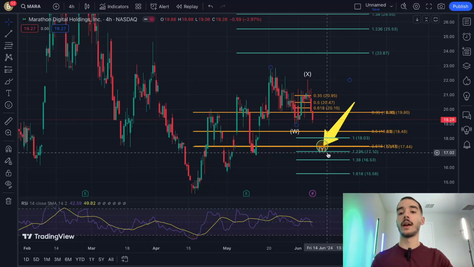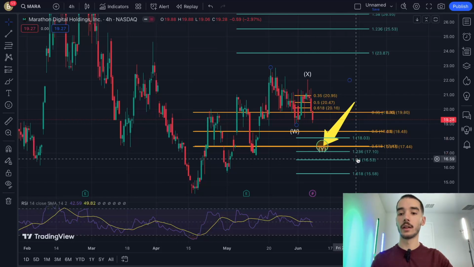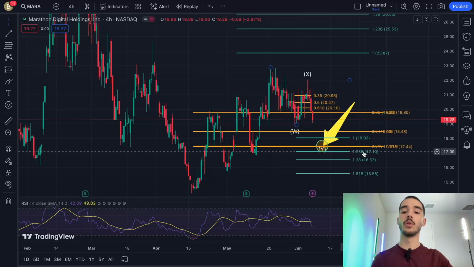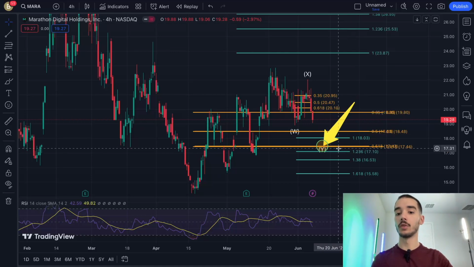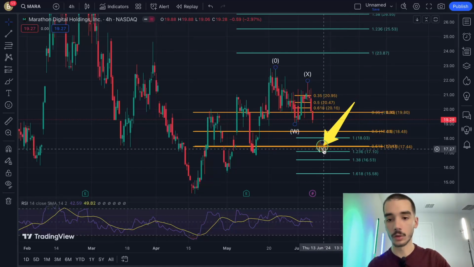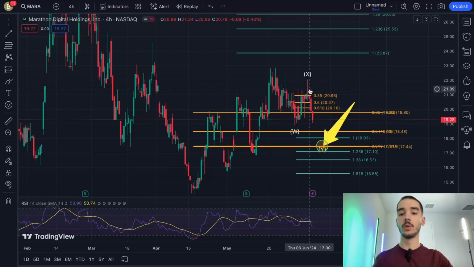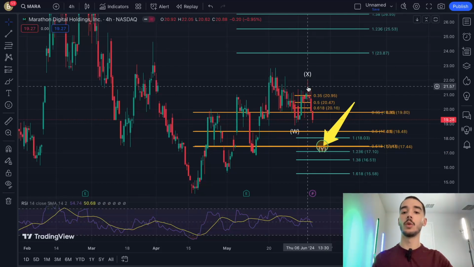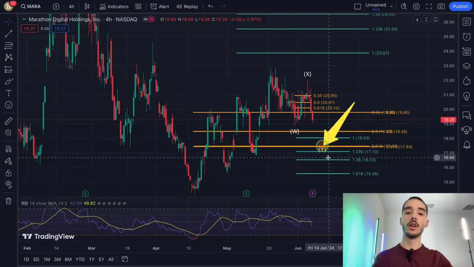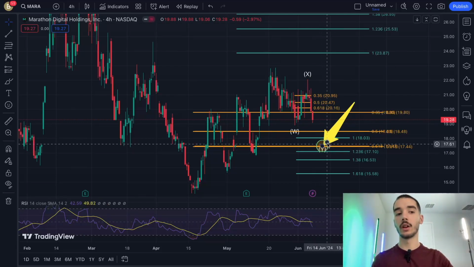So having a strong support right here and also another strong support right here as well, these two line in together. So somewhere in this circle, somewhere where I drew this arrow, I believe would be where the Y wave is going to end, and then we can start loading up our positions in this area right here.